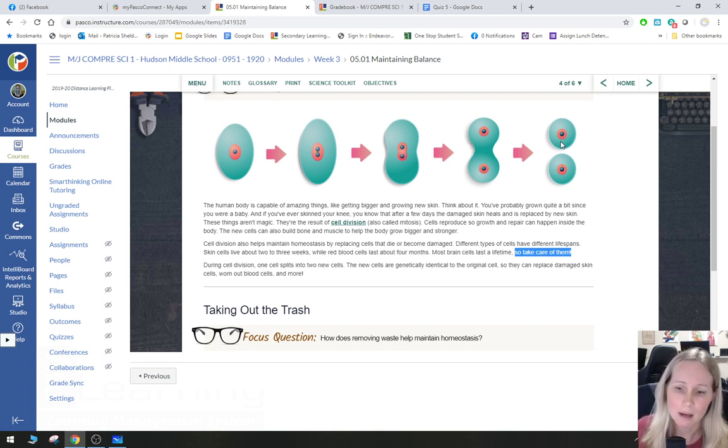Our skin cells die all the time. Millions and millions a day. It's crazy how many skin cells die. And if you ever think about dust, a lot of dust is our skin cells. So it's kind of gross if you think about it.